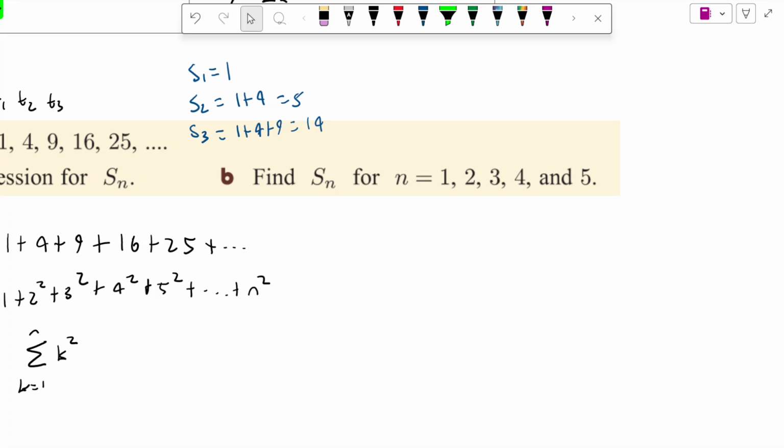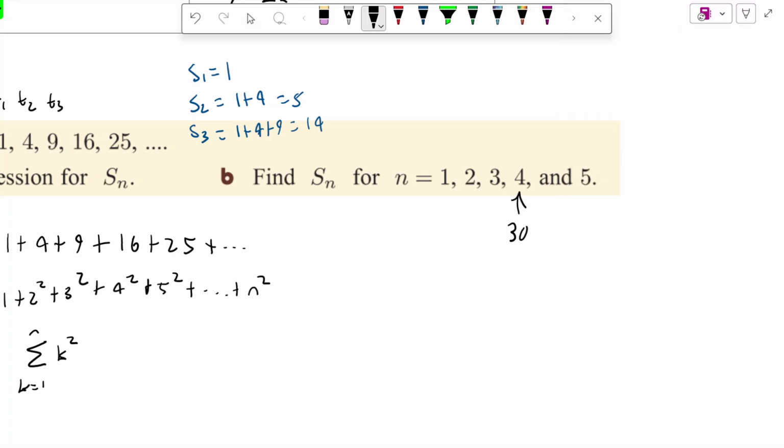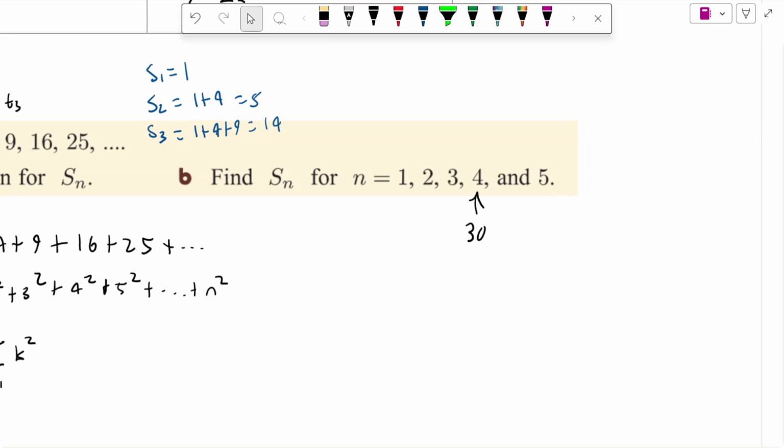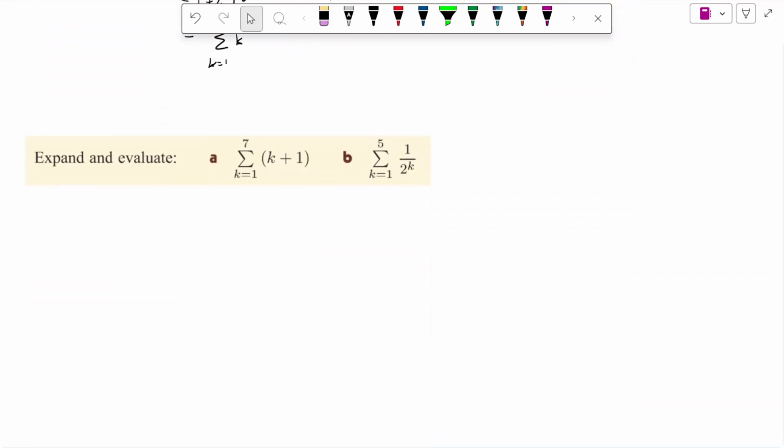And what I'm going to do is chuck that into the calculator. And we're going to go sum, and we're going to go x squared instead of k squared. But we're going to go from x is 1 up to whatever our n value is. So if I pick 1, I'll get 1. If I pick 2, I should get 5, like what we just saw up there. So that's S2. If I pick 3, I should get 14. If I pick 4, I'll get another term on the end, so I should get 30. And then if I pick 5, I get 55. I'd actually encourage you to try and look for patterns in these numbers because we're going to be seeing some of these sequences very soon.